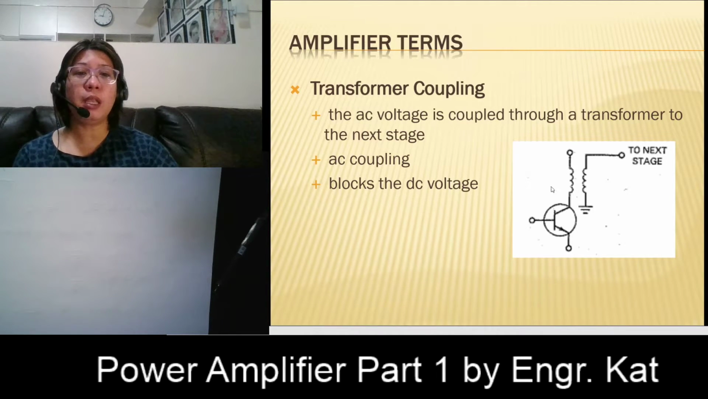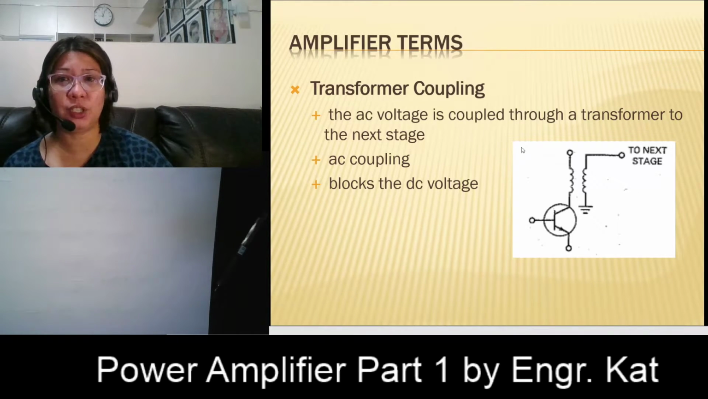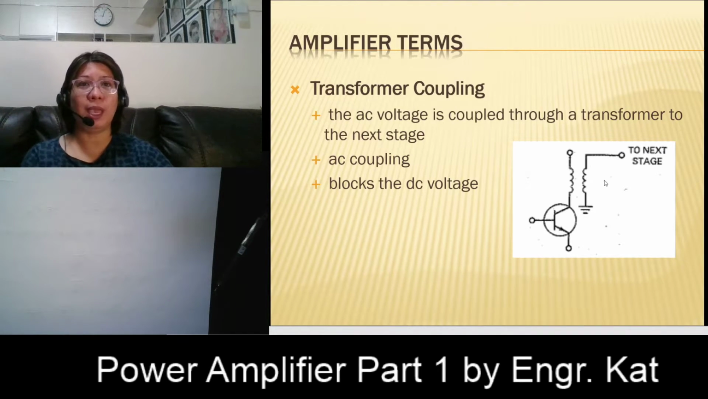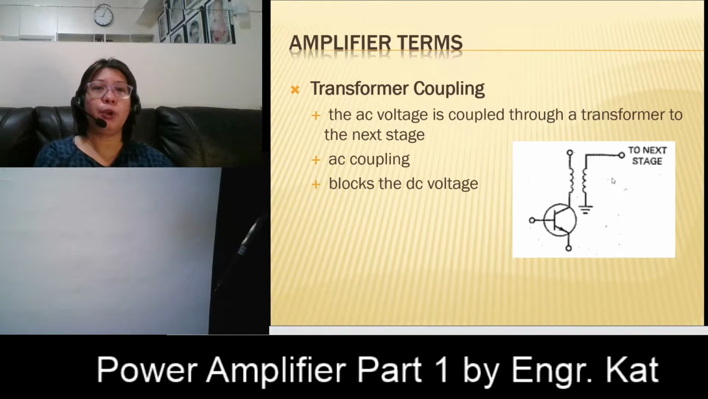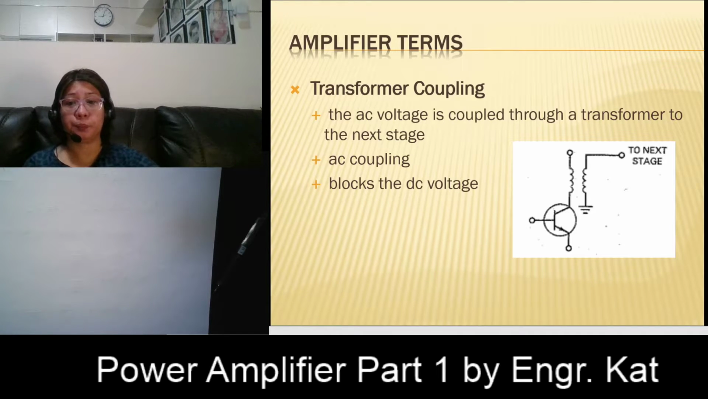Another way to couple your first stage to the next stage is by using a transformer, which is a form of inductor. So the AC voltage is coupled through a transformer to the next stage. Again, your L is also frequency dependent, okay? So therefore, your transformer here, or your inductance here, will also serve as your lower cutoff frequency. So it will be the one to contribute to your lower cutoff frequency.